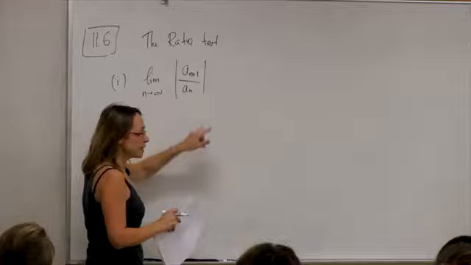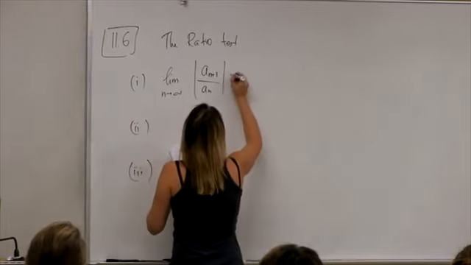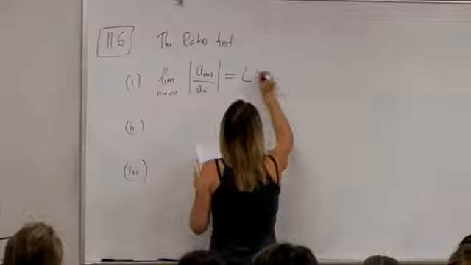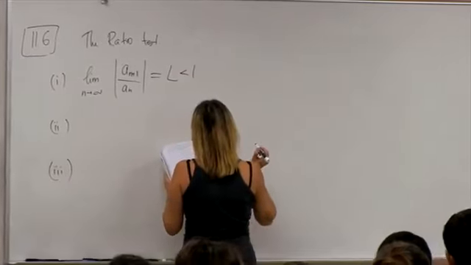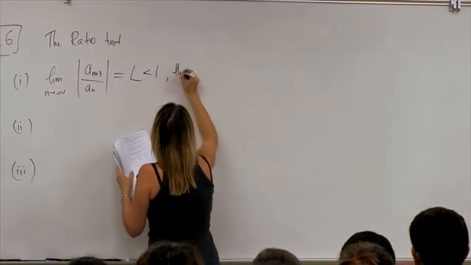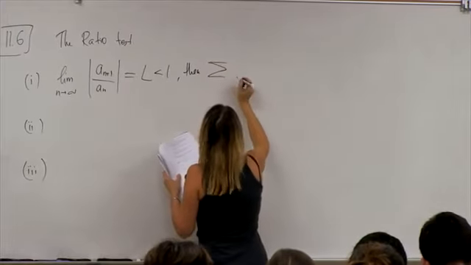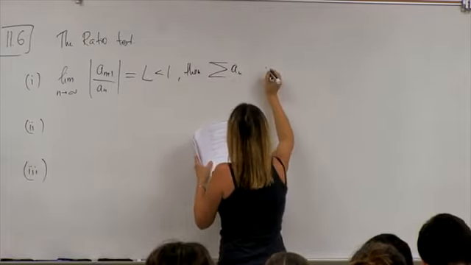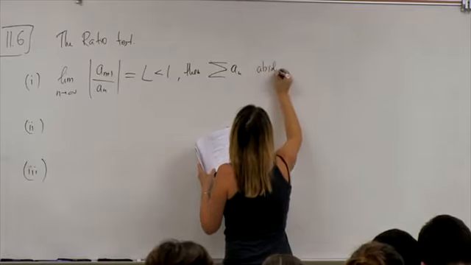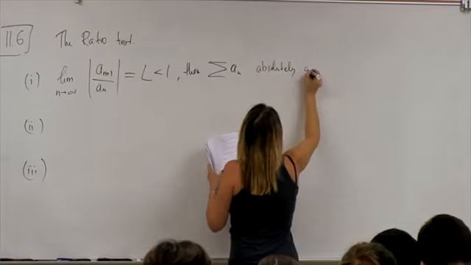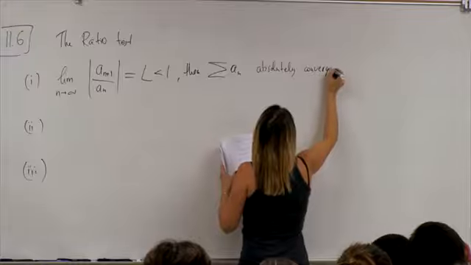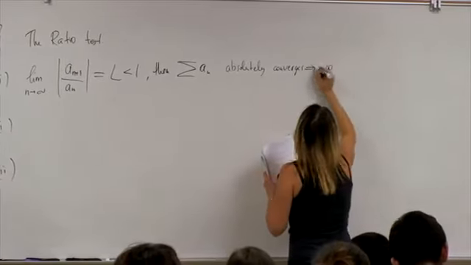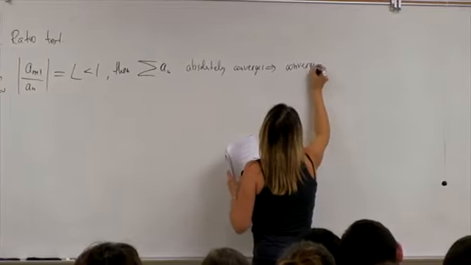It's the ratio and the absolute value. And if this limit exists, and it's a number that is smaller than 1, then the series absolutely converges. And therefore it converges by that theorem.